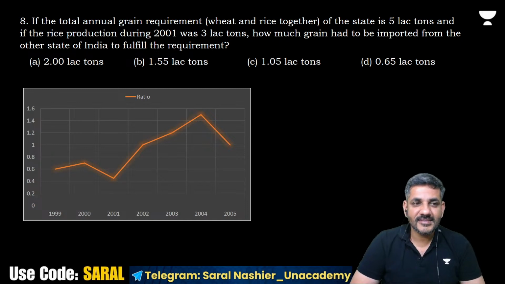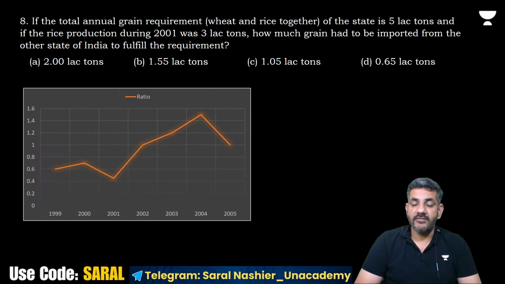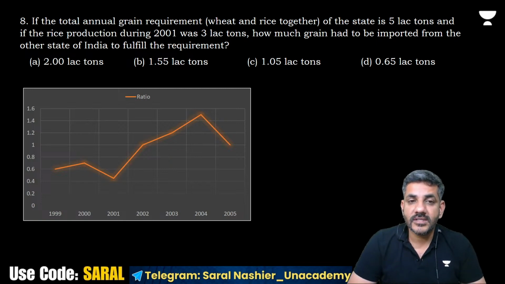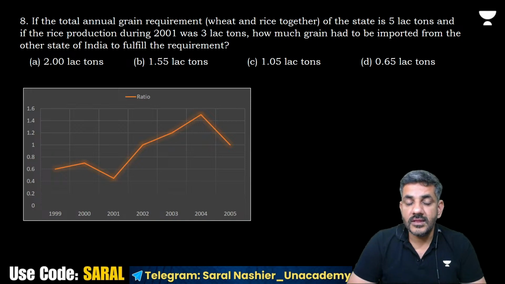Give me the right answer. If the total annual grain requirement, that is wheat and rice together, of the state is 5 lakh tons, and the rice production during 2001 was 3 lakh tons, how much grain had to be imported from the other states of India to fulfill the requirement?